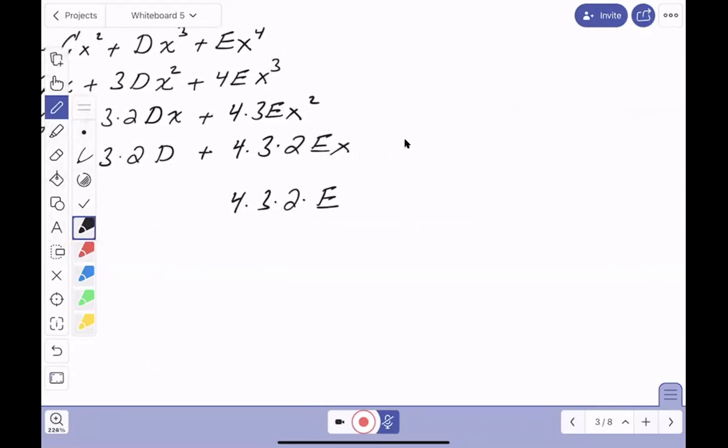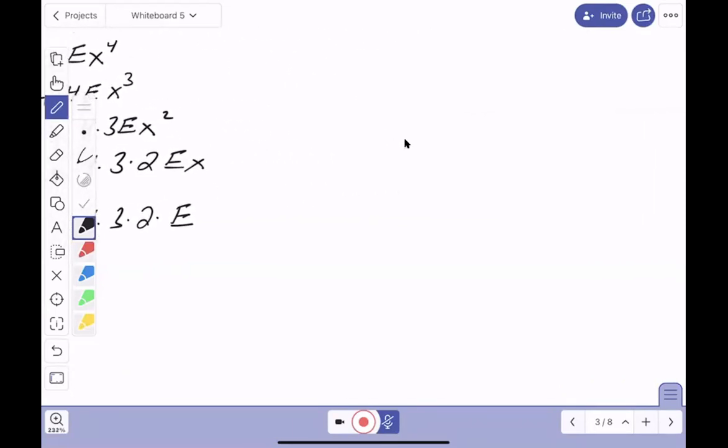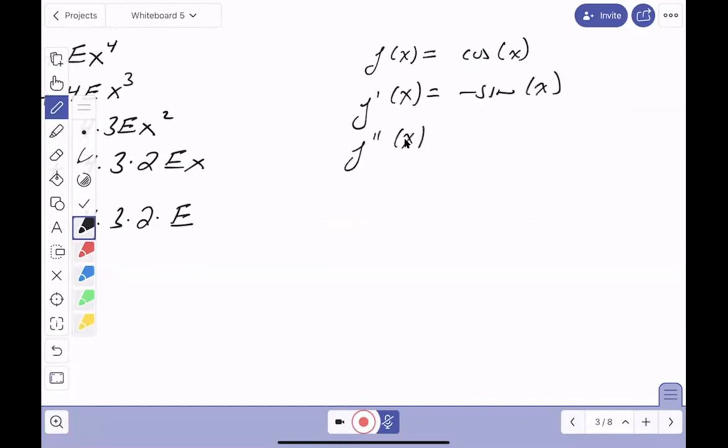Now let me go over here. There's a lot of writing. I'm going to write down what f of x is. What's that going to be? Cosine of x. f prime, minus sine of x. f double prime, what's that going to be? Minus cosine of x. f triple prime, what's that going to be? Sine of x.